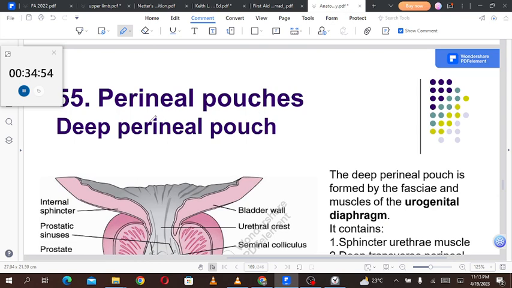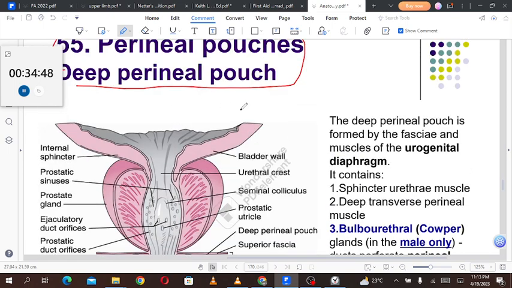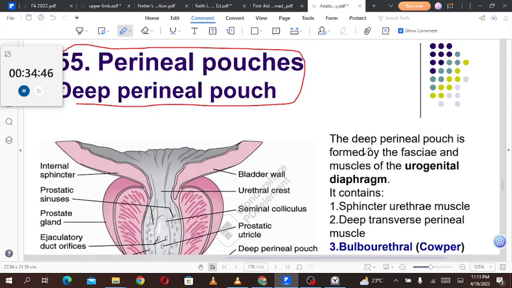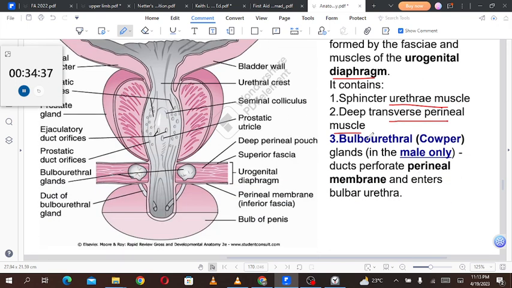Then point number 55 is about the perineal pouches, or the deep perineal pouch. So let's look at that. The deep perineal pouch is formed by the fascia and the muscles of the urogenital diaphragm. It contains the sphincter urethrae muscle, the deep transverse perineal muscle, and the bulbourethral or Cowper's gland in males only. Ducts perforate the perineal membrane to enter the bulbar urethra.